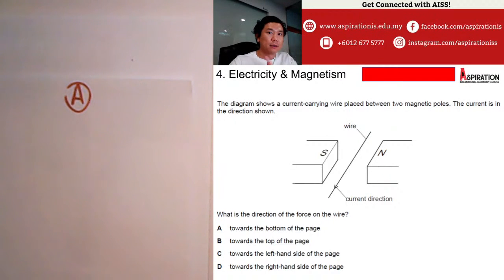Okay, so Fleming's left hand rule. So remember your fingers, all right? The thumb represents the induced force. The index finger represents the magnetic field, so north and south. And this middle finger here represents the current. And all three fingers must be perpendicular to each other. Okay, moving on.